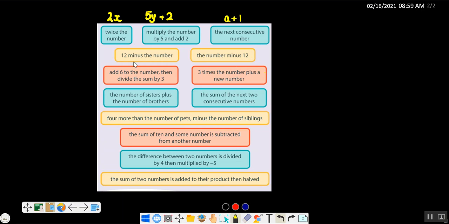12 minus z. So 12 minus the number. Here's another one we've got to be careful with. Z looks like a 2, so we put a line. We have a European Z. Once again, my 2's look like Z's. So you've got to be careful because sometimes they can look like a 2. People write 7 with a line.